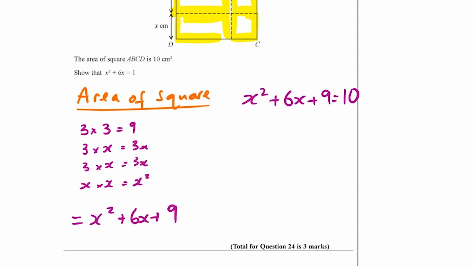Now, it almost looks like what they've asked us. They say to show that x squared plus 6x is equal to 1. You can see those two things look very similar. If I took 9 away from that right-hand side, that would then just give me 1 on the right-hand side. But of course, it's an equation, so we would have to subtract 9 from both sides. If we do that, then we are left with x squared plus 6x equals 1. And we are done. We've shown that those two things are equal to each other.